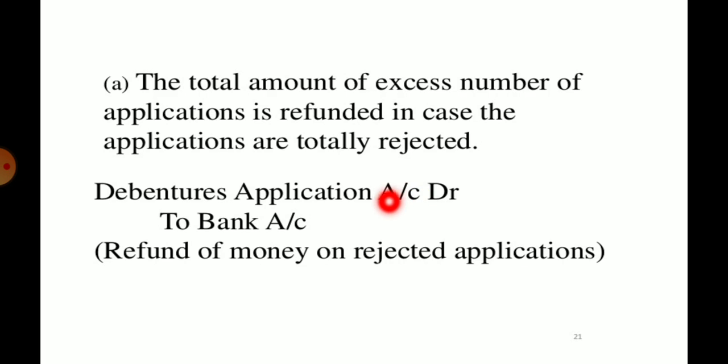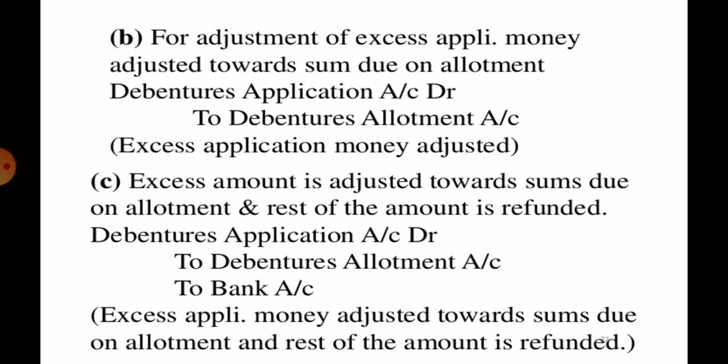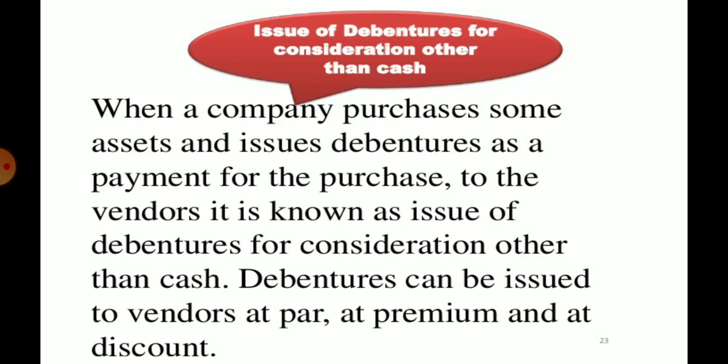So, debenture application account, okay, to bank. This is the refunded amount for rejected applications. For adjustment, the excess application money is adjusted toward the sum due on allotment: debenture application account debit to debenture allotment. The excess amount is adjusted toward the sum due on allotment, or the rest of the amount is refunded. So, there will be debenture application, debenture allotment to bank.